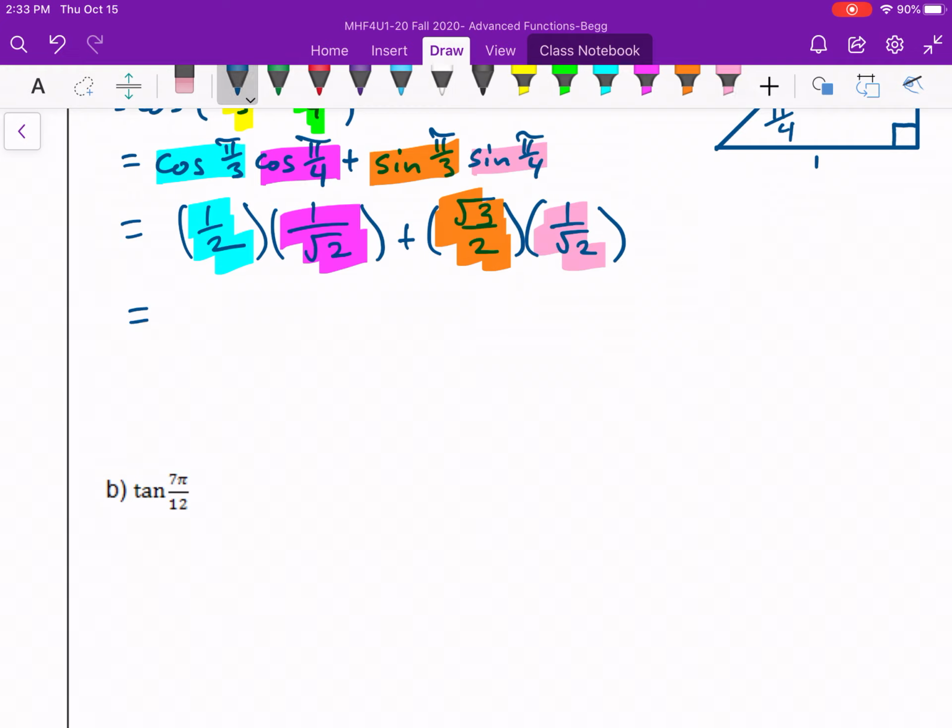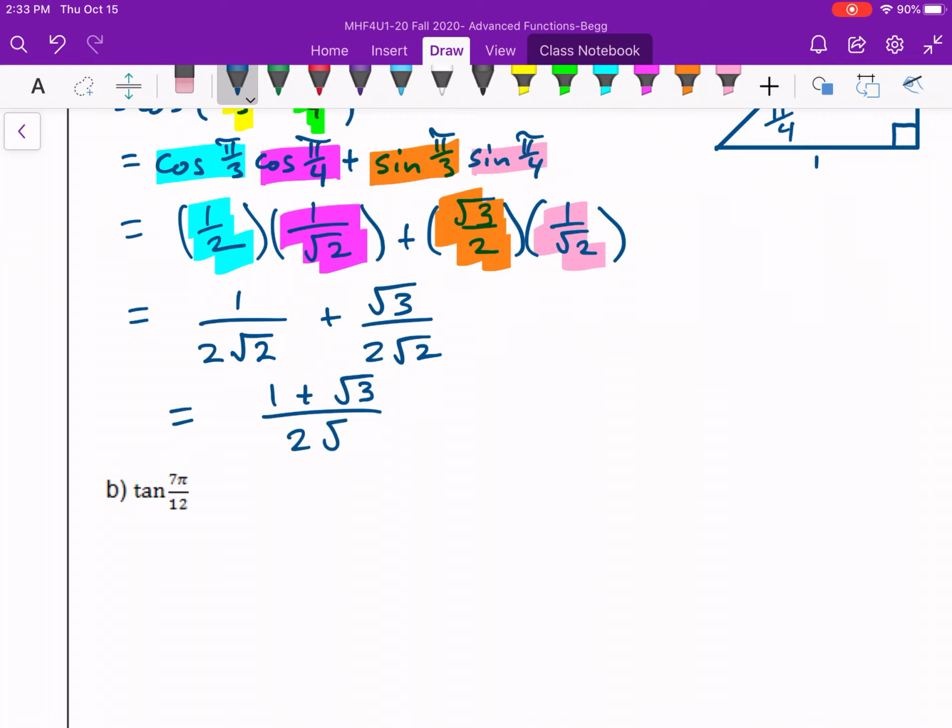So 1 times 1 is 1, and 2 times root 2 is root 2. And root 3 times 1 is root 3, and I get another 2 times root 2. So that's nice. Since I've already got a common denominator, that works out quite well for me, because then I can just add the numerators: 1 plus root 3 over 2 root 2. So everything's great except for that radical sign in the denominator. So this is still our problem.